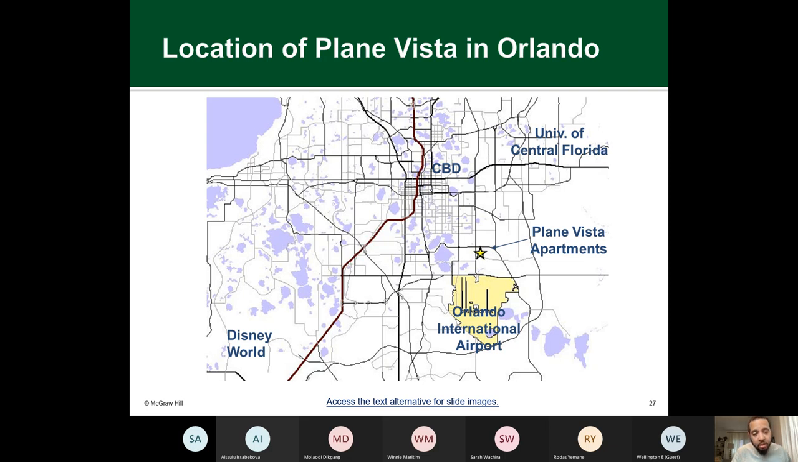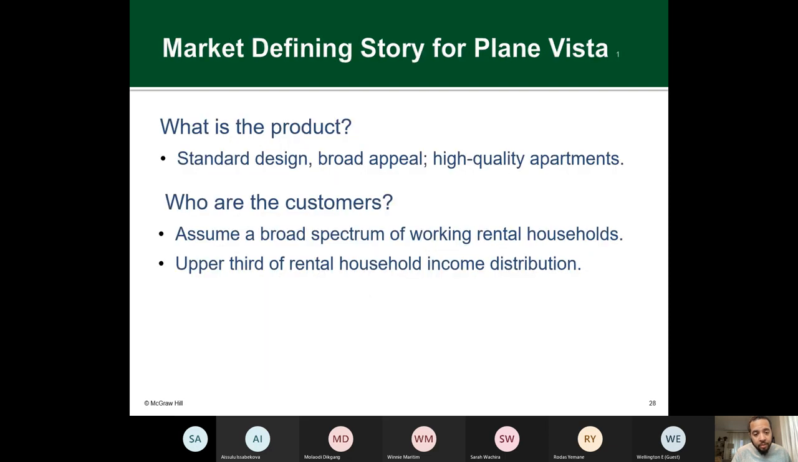So this is where it was going to be located. Not far from the airport. Simple, standard. I'm not going to draw on specific people. I just want people here. And again, they're targeting the upper third. So the upper third are those who are making at least 6 figures a year, however they make it.